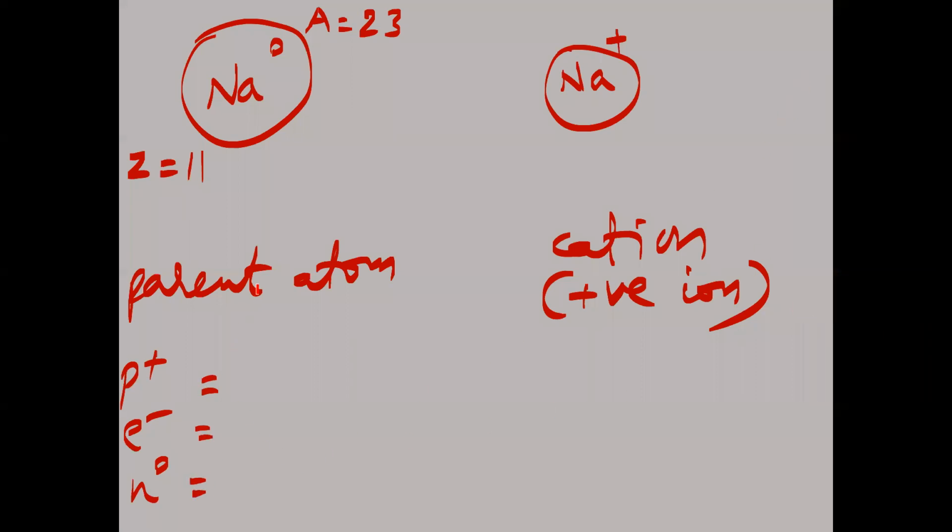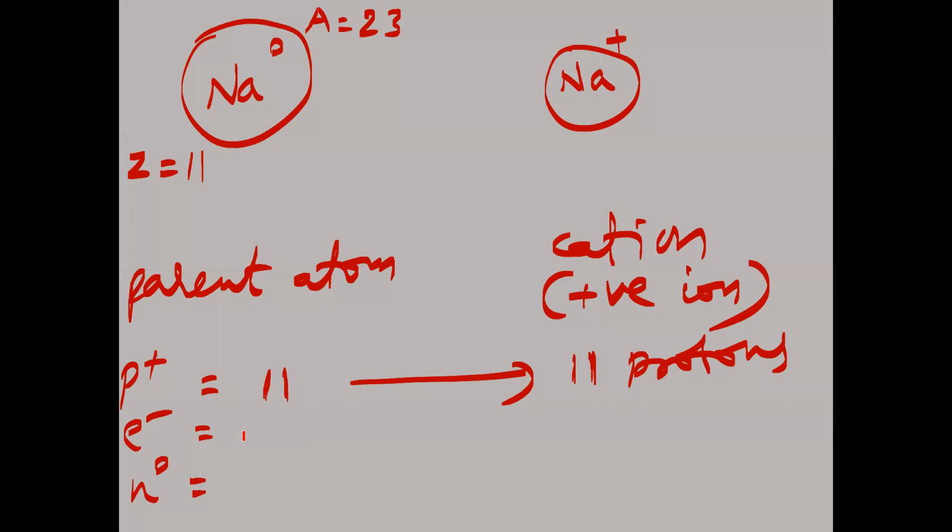Now tell me, in the parent atom, what is the number of protons? Here the atomic number 11 indicates a protons number of 11. In the cation also, the protons number will be 11. There is no change in the number of protons. From atom to ion, the number of protons always remains the same: 11 protons in the sodium atom, 11 protons in the cation.